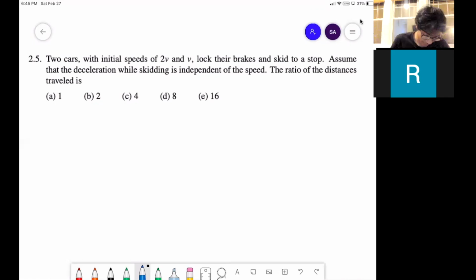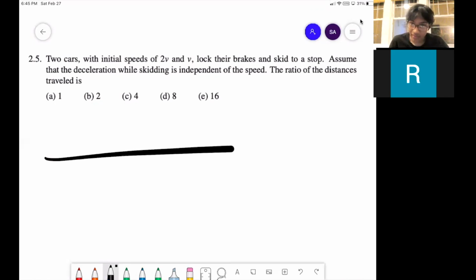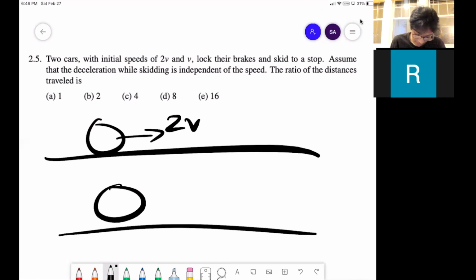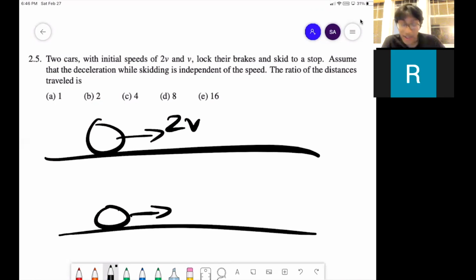So here's the situation. We've got two cars. One of them has an initial velocity of 2v. The other one has an initial velocity of just v. So we can draw that one as such, v. Now here's the thing. They lock their brakes and skid to a stop. So should we worry about the acceleration? Well, the problem tells us not to. Deceleration is independent of the speed. So the question is, what's the ratio of the distances traveled between this guy and this guy?